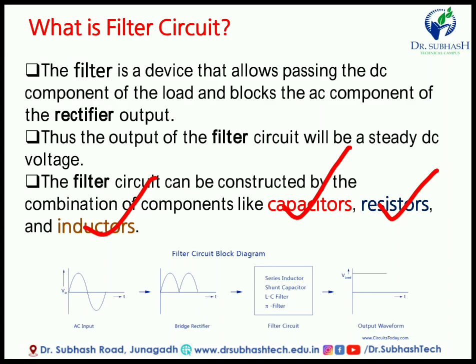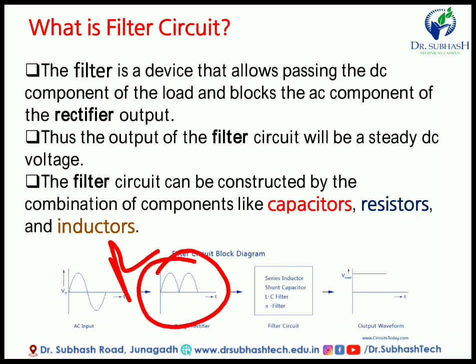Now the basic idea about the filter circuit is given in this figure. The sine wave is our AC signal, and when we give this AC signal to the rectifier, the rectifier will give this type of output. This is the pulsating DC, not pure DC. It is a mixture of AC as well as DC.